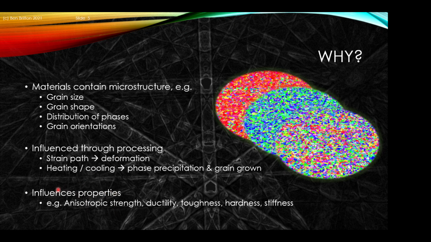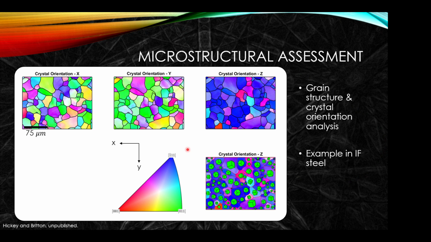This can influence the properties of the material, and things like the strength of the material could be anisotropic depending on the orientation of crystals. This could influence the ductility, the toughness, the hardness, the stiffness, the resistivity. We can add a whole range of different properties that are important. So an initial idea is in microstructural assessment.